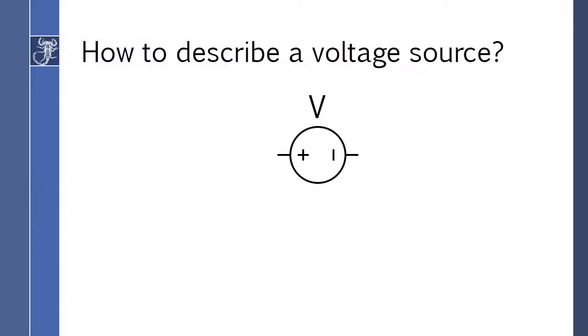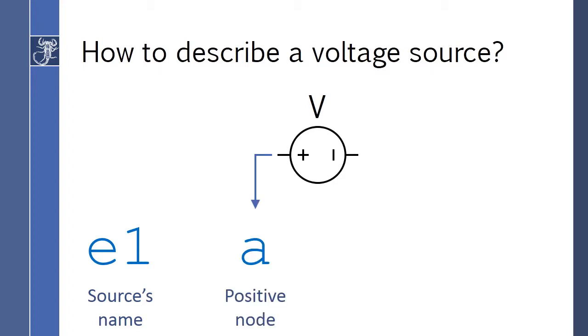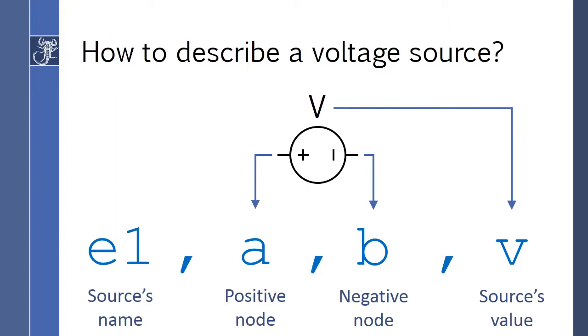To describe a voltage source in Symbulator, first we provide its name. It has to start with the letter E and it has to be unique. It can be between 1 and 8 characters. Then we provide the name of the positive node, then the name of the negative node, and then the value. Since Symbulator is a symbolic simulator, this value can be symbolic, like in this case, where it is equal to a constant V.